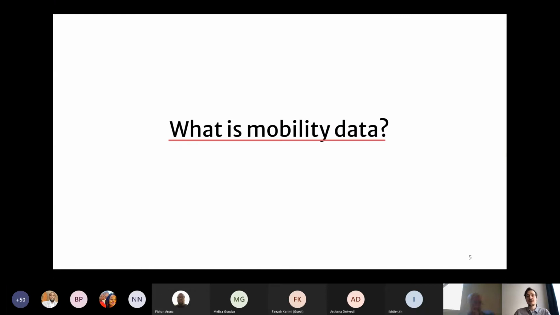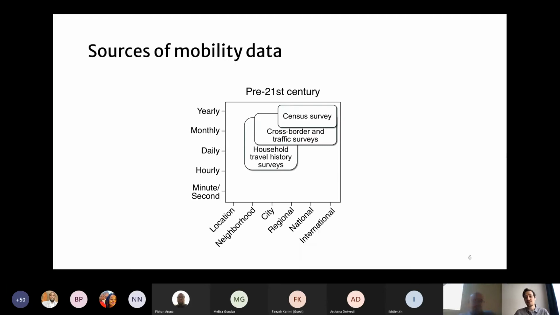All right, so first of all, I want to talk about what is mobility data. There has been a big change in the field between before and during the 21st century. In the 20th century, there were only very limited capabilities to know how humans move. Basically, the only way to get this information was through surveys. For example, a census survey, where people might be asked where they live and where they work, or more specific questions like what is the length of the daily commute. And from this, you can extract mobility patterns.